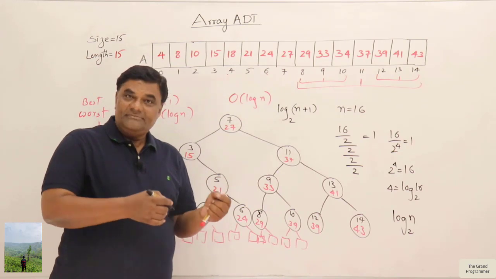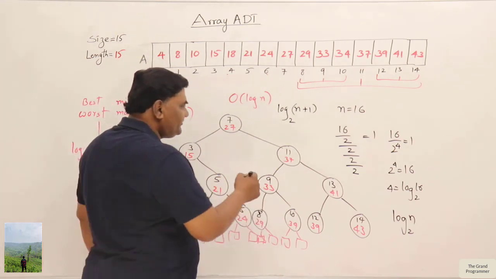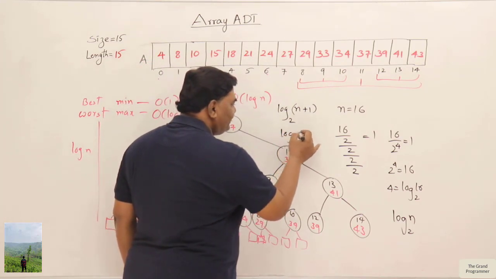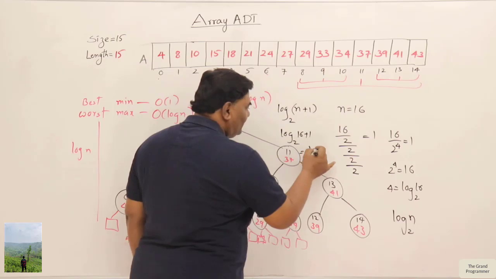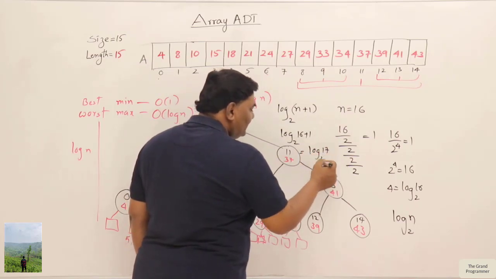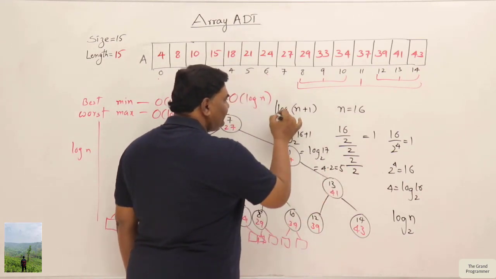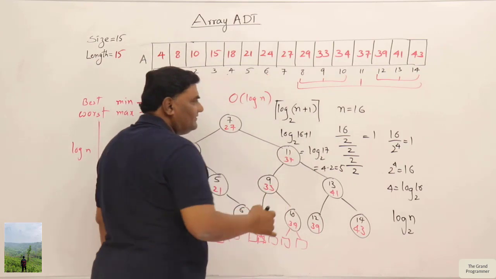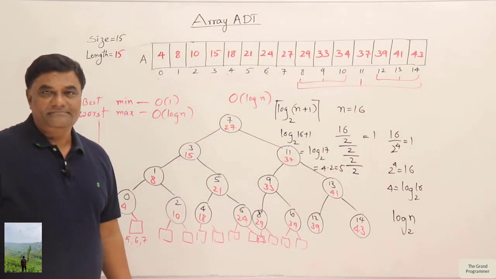Otherwise, if the number is greater, then it will be 5 comparisons. So I can show you here, if you have 16 elements, then log base 2 of 16 plus 1 is nothing but log 17 base 2. So this will be 4 point something. Suppose 4.2, then this should be taken as 5. So this value should be taken as ceil. Log base 2 n plus 1 should be taken as ceil.